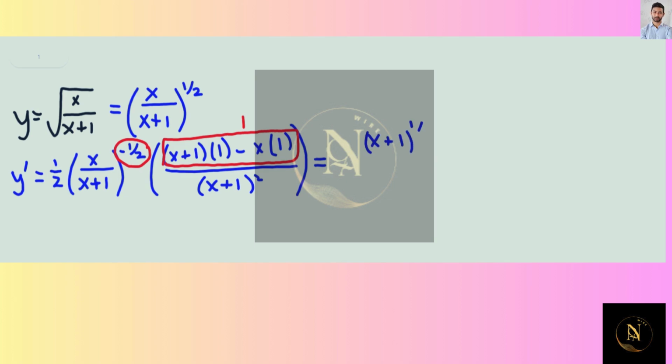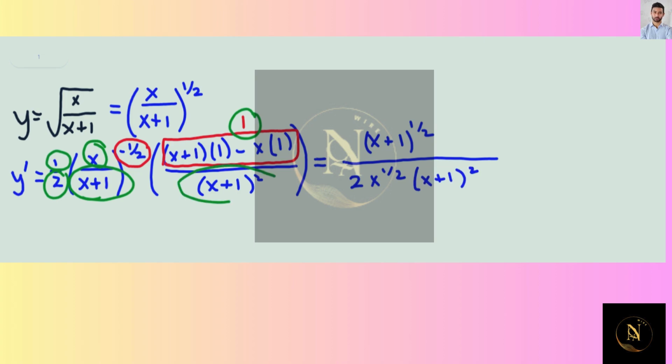So that means we're going to have as our numerator x plus 1 to the 1/2 power. That comes from this part. And then we have a 1 from this part, and then we have a 1 from this part. So that's it. And then for the denominator, we have the 2 that comes from the 1/2. We have x to the 1/2 power that comes from this part. Remember, we took the reciprocal, so now that's on the bottom. And we also have x plus 1 to the 2nd power, which was already on the bottom.